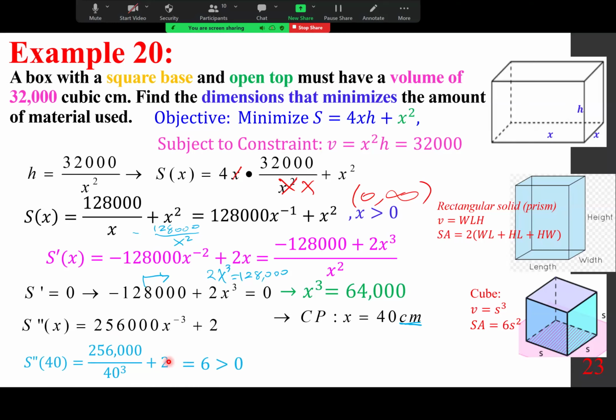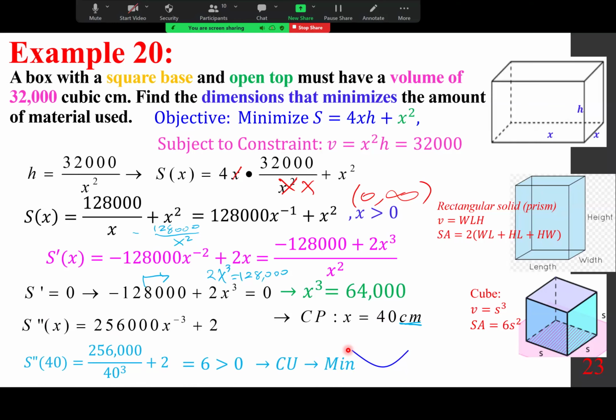Of course, the answer is 6. Positive means concave up, looking like this. So the minimum occurs when x equals 40. This proves this critical point will minimize the surface area, the amount of material we need.